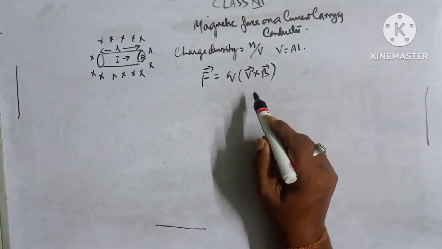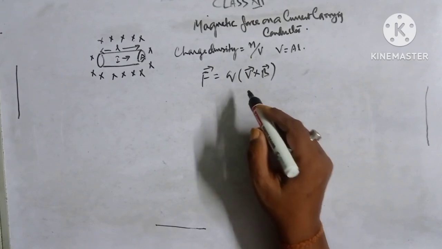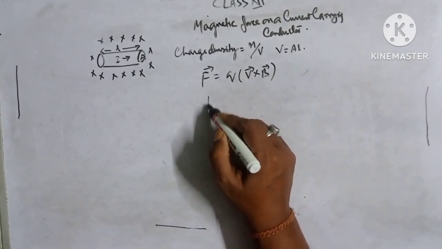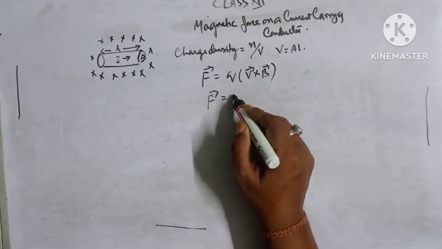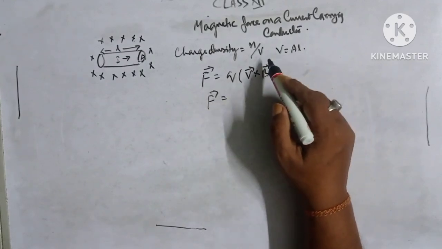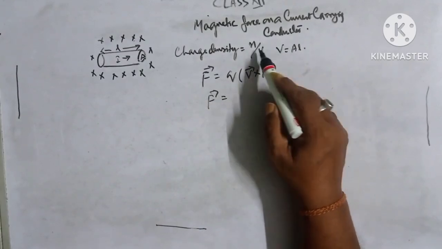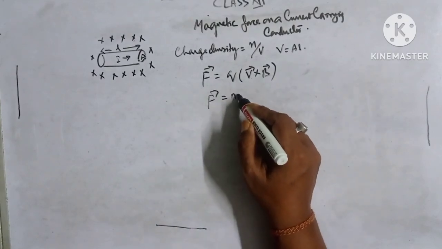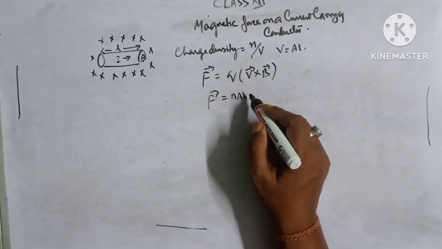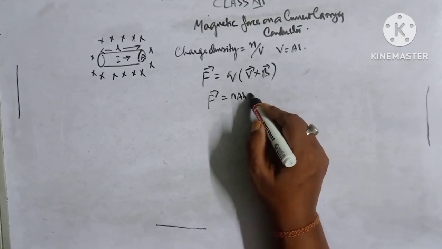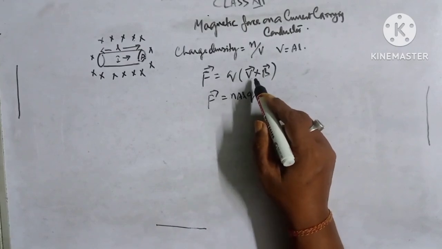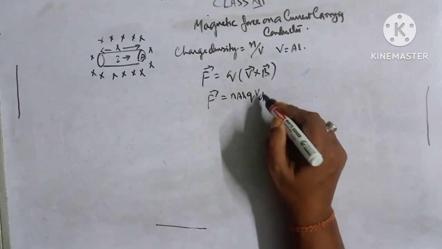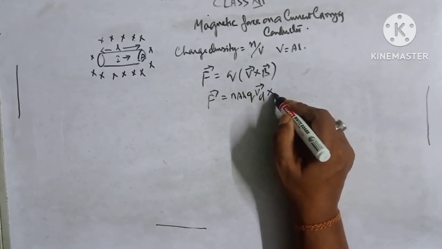So here F will be Q, which equals Q n into AL, this much amount of charge, and the velocity of the charge, the velocity of the electron, is Vd, the drift velocity, cross magnetic field.